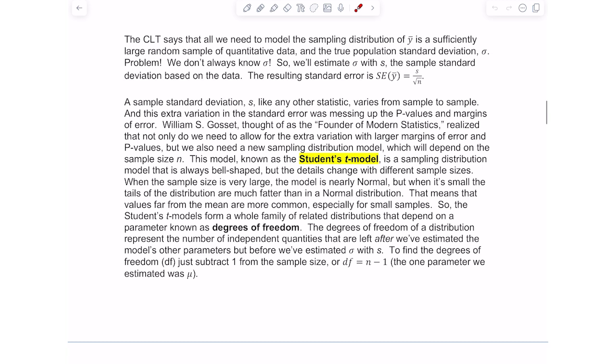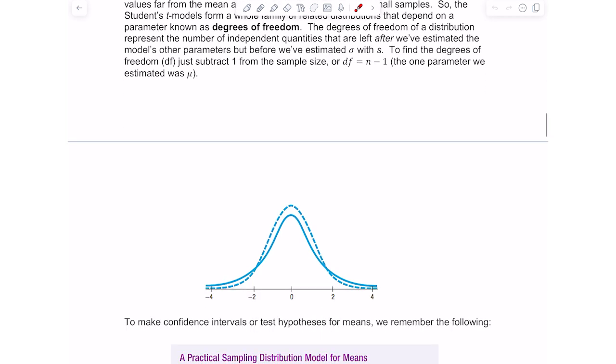So the student's t-model is a sampling distribution model that's always bell-shaped, which we like because that's like the normal model. But the details change with different sample sizes. One thing to note is when the sample size is very large, the model is nearly normal. But when it's small, the tails of the distribution are much fatter than in a normal distribution. You can see here, if you scroll to the next page, the dashed curve is the normal model, and the solid curve is the t-model.